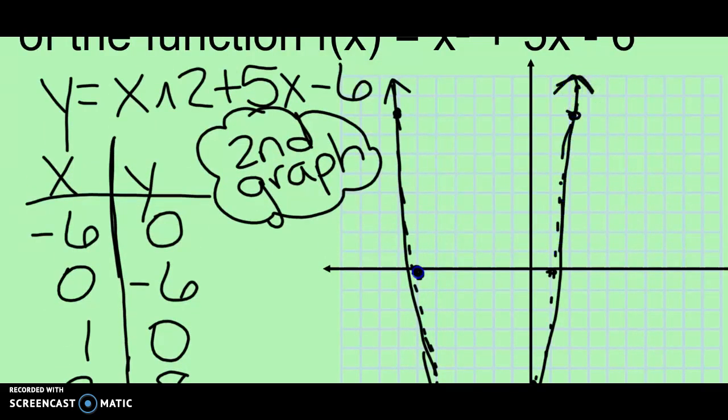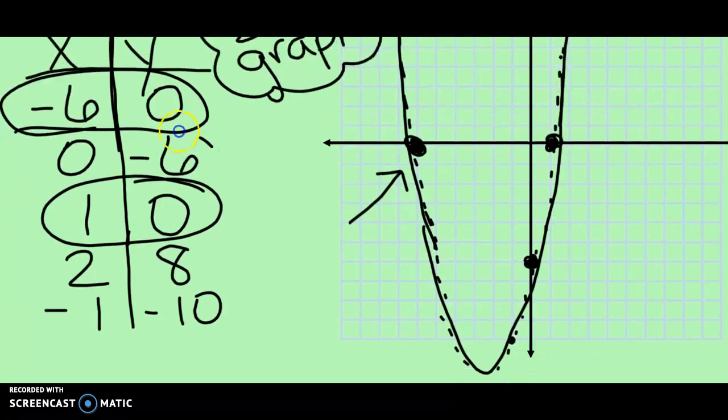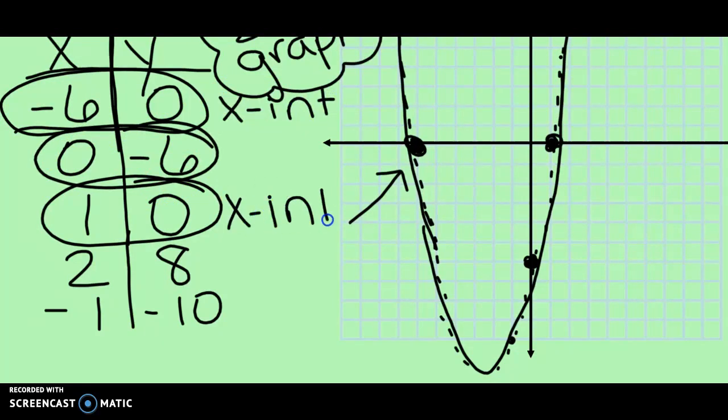Now we want to know, where does it cross the x-axis and where does it cross the y-axis? So it's crossing at -6, 0, which is one of my x-intercepts, and 1, 0 is my other x-intercept. My line is not drawn very well, but my points are, okay? So don't look at my lines. And then my y-intercept is 0, -6. So this is an x-intercept or a 0, this is an x-intercept or a 0, what we're looking for. And this is my y-intercept.